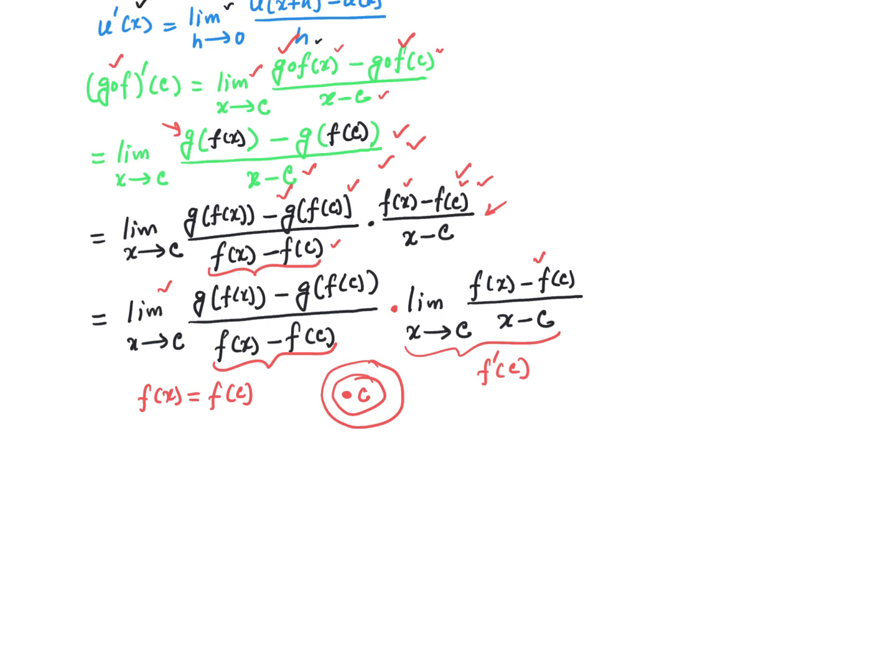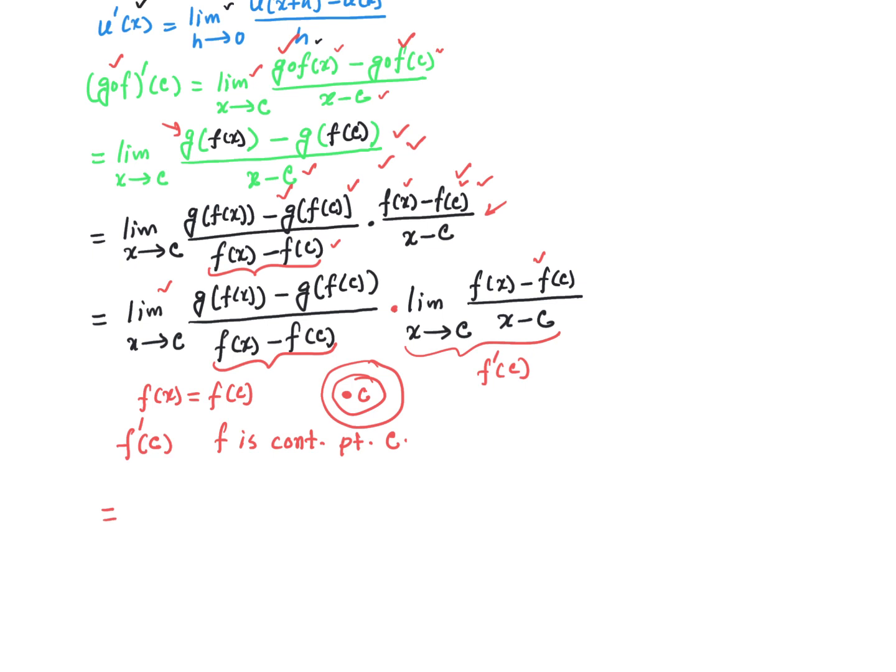We know that f in and of itself is differentiable at point c, so f prime of c exists, which means that f is also continuous at point c, because differentiability implies continuity. So in that case, if f of x is not equal to f of c in any neighborhood of c, we are good. And then what we get is this.